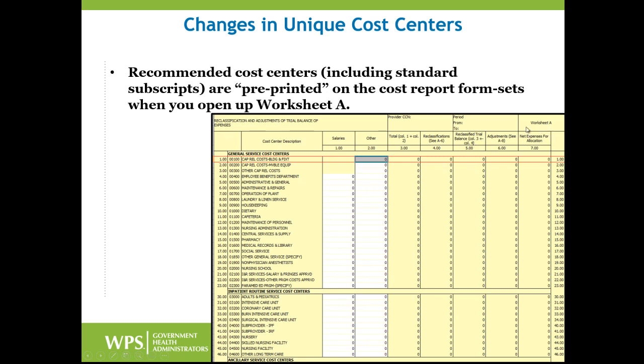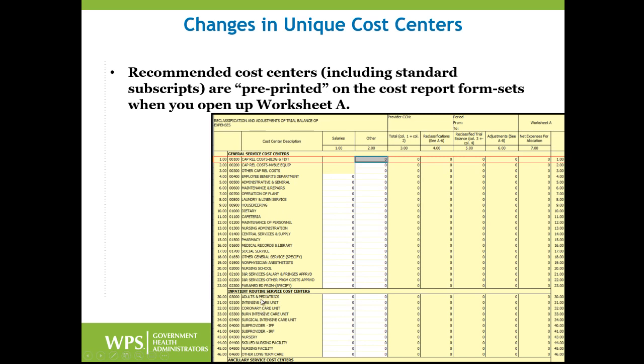But on worksheet A, when you first open it up, even before you enter any of the data, you're going to see a variety of cost centers. You'll start off with the general service cost centers, the overhead type cost centers: capital, employee benefits, administrative and general, nursing administrative, nursing school, just a variety of them, housekeeping, laundry, and linen. So those are your overhead type cost centers.